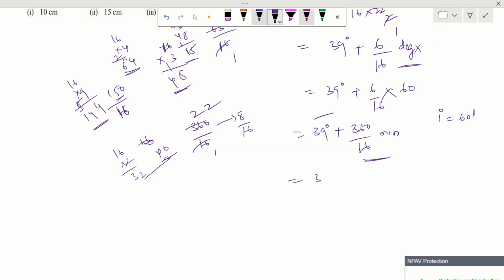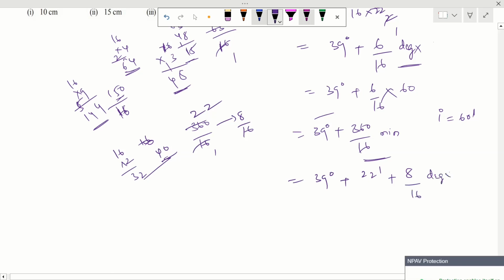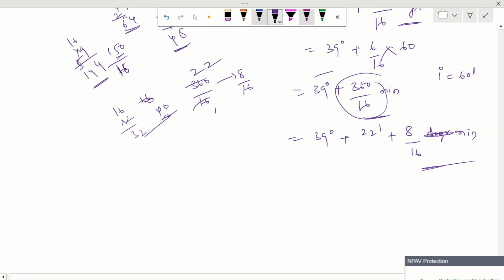Therefore here we can write 39 degree, 22 minute, and 8 remains. So it is 8 by 16 in minute. Sorry, this is in minute, because from this term we got minute. If we multiply this by 60, then it becomes second.